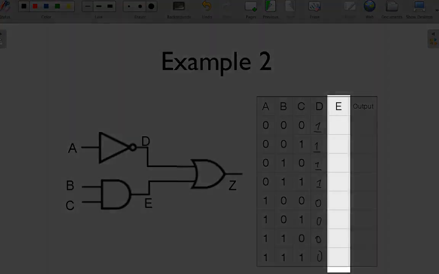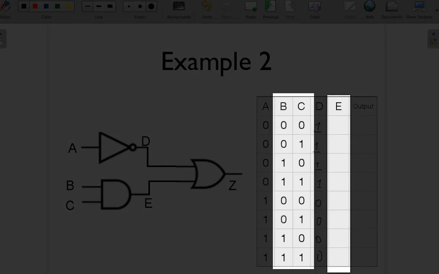E is the AND of B and C. So the AND only produces 1 when both inputs are 1. So that's these two scenarios. Everything else would be 0.